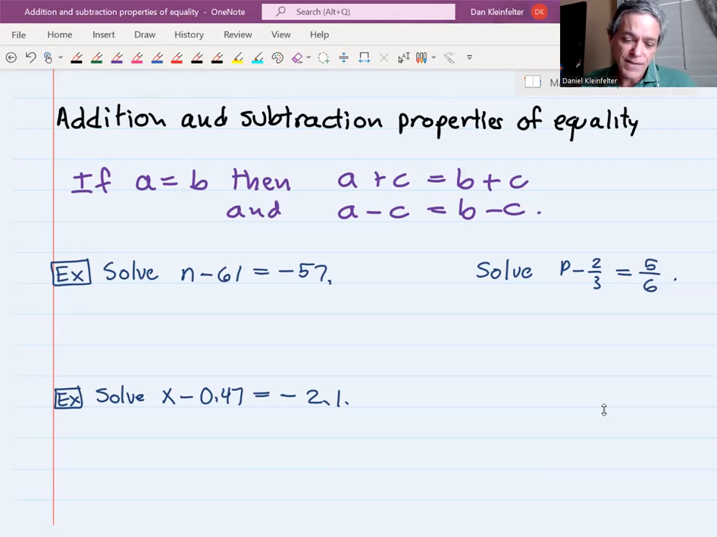Reading this off in symbols, A and B here are numbers. If A is equal to B, if two things are equal, then A plus C will equal B plus C. And additionally, A minus C will equal B minus C. So disregarding the symbols for just a second and thinking this through, we have two numbers A and B that are the same. If we add the same amount to two things that are the same, they're going to stay the same. If you subtract the same amount from the two, they're going to be the same.